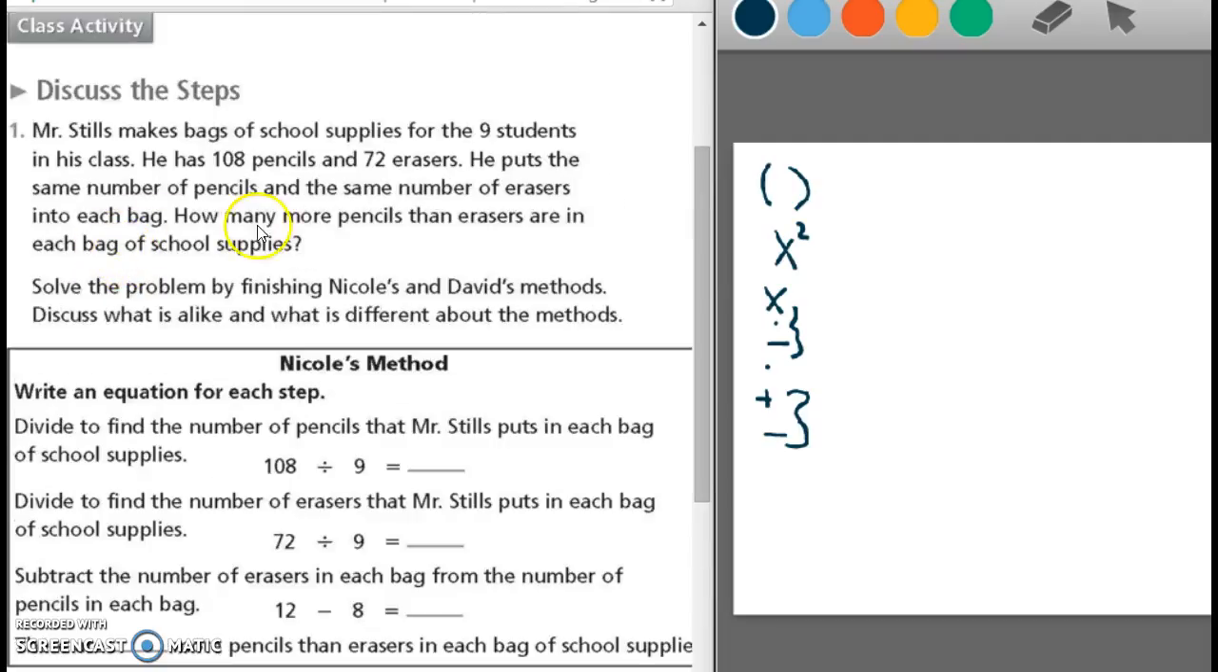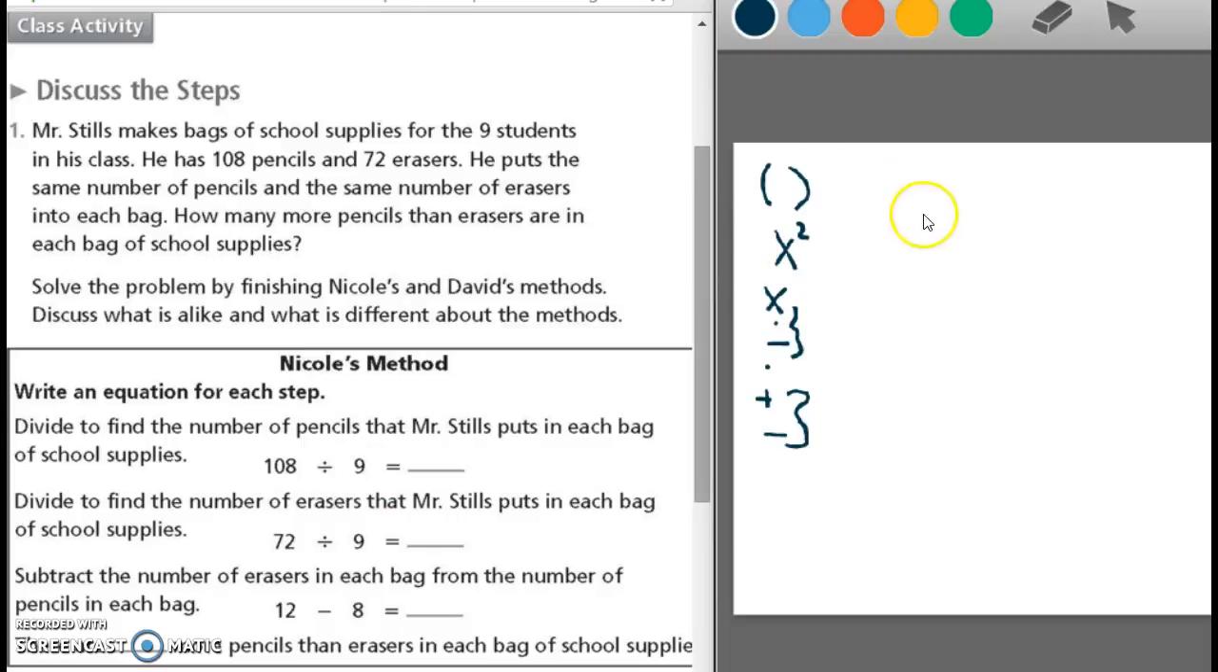Well, she knew she had to do division because she looked up here and said, well, I have the word each. So I know that each student is going to have a bag. So I'm looking at each student has a bag, so there's 9 students. Well, I need to figure out for pencils, how many pencils are going to go into each bag. So she took out her total number of pencils. So she did 108 divided by 9.